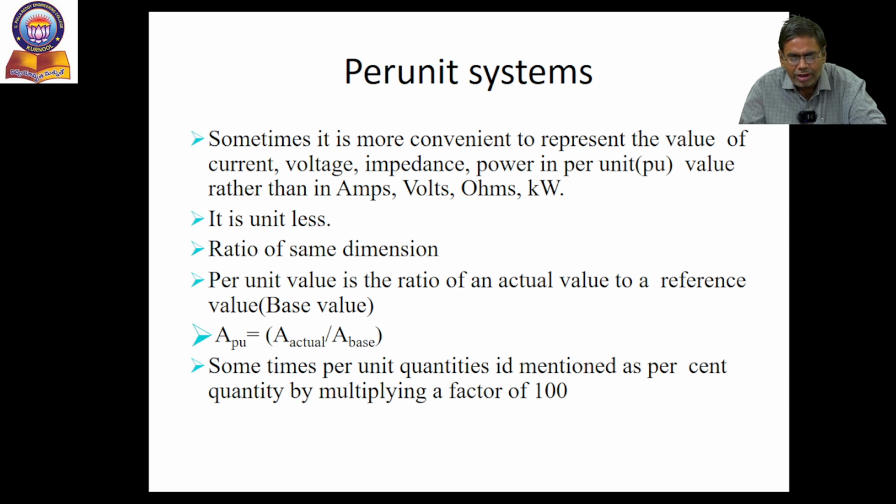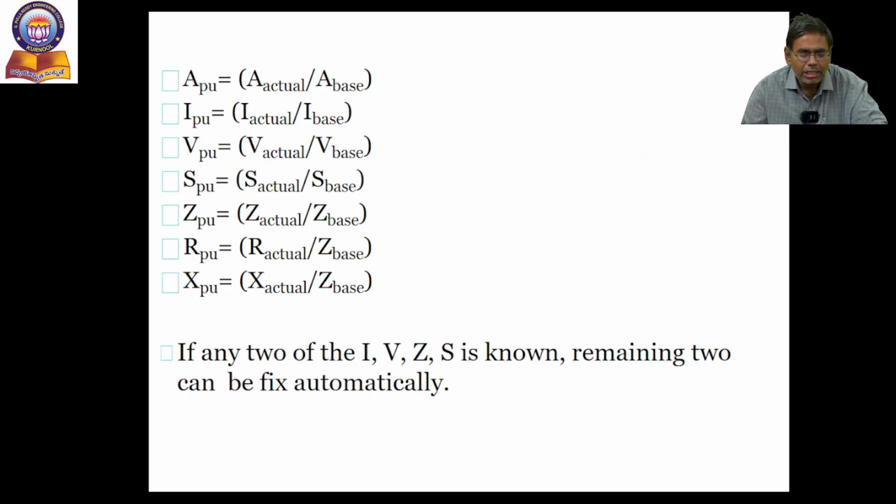The per unit value is the ratio of the actual value to the base or reference value. Actual divided by base is the per unit system. Sometimes per unit quantities are mentioned as a percentage quantity. Percentage value is equal to per unit value times 100.